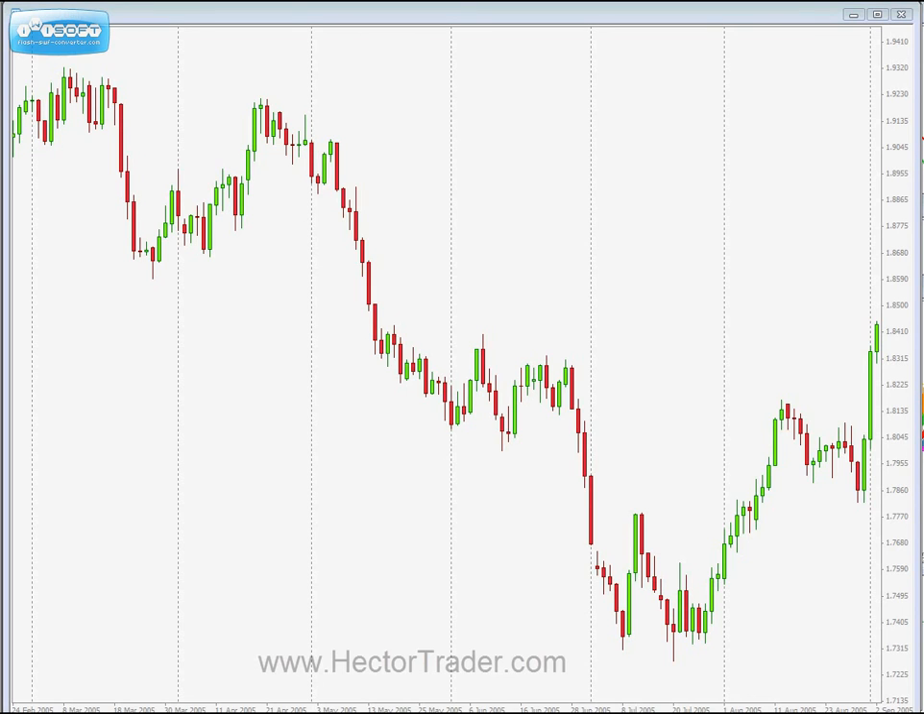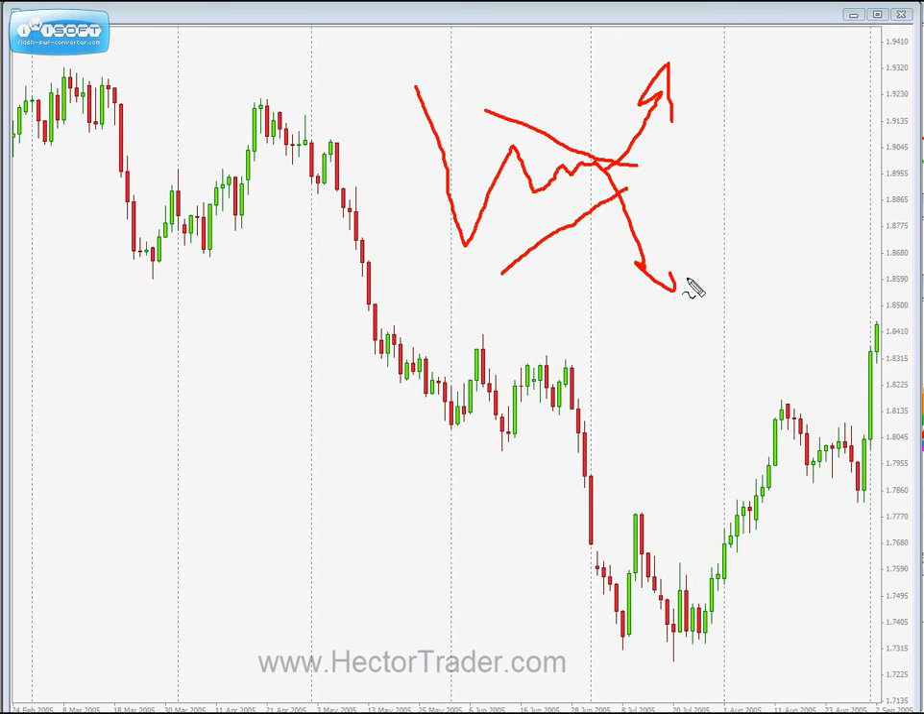Firstly, let me define what a triangle actually is. A triangle is nothing but a consolidation area. It's basically a sideways price action that is taking the shape of a triangle, obviously. Sooner or later the triangle is bound to break, in either direction, and that's the breakout we are going to try to profit from.